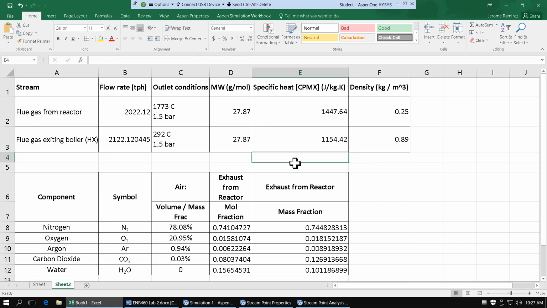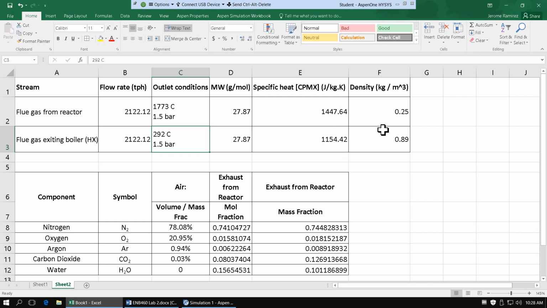All right. Yeah, so we have these comparisons. So of course, the glaring difference is the outlet conditions. Flue gas exiting boiler is cooler. They have the same flow rate and molecular weight, while the specific heat changes because of the changes in state, as well as the density.